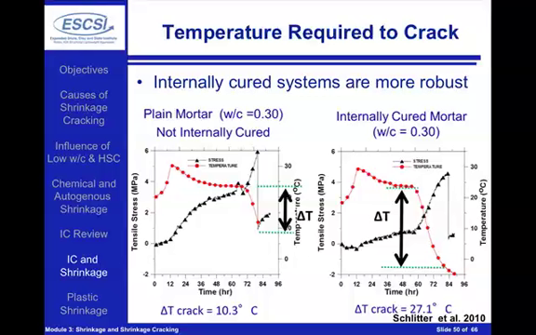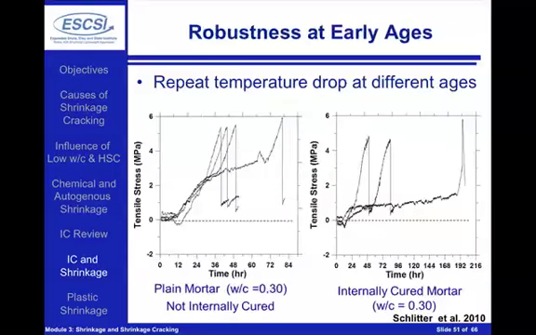On the right-hand side, same conditions. What we notice is that it took about 27 degrees of temperature change to get cracking in the internally cured mortar. Now, again, both systems cracked, but it took a much bigger thermal swing for the internally cured concrete to crack, and the main reason is we've reduced the built-in stresses that have come along with self-desiccation in this system. It's made our concrete more robust, more resistant to thermal cracking.